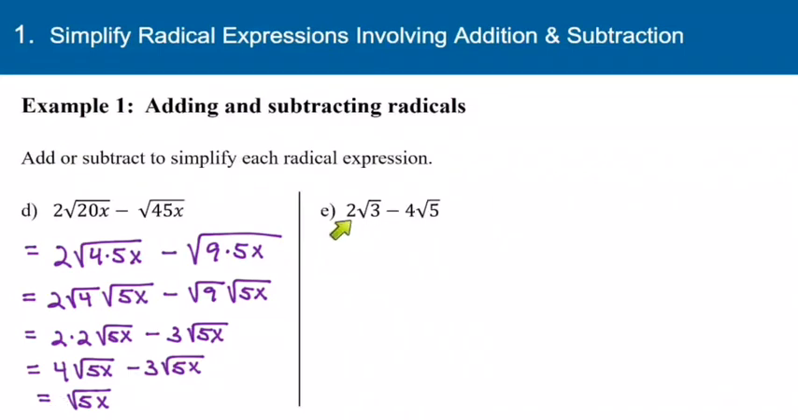Here on part E we have 2 square root of 3 minus 4 square root of 5. Now these radicals are different, but unlike part C and part D, we cannot simplify these two radicals and make the radicands the same. So in this case, we would not be able to simplify this expression using radical notation.